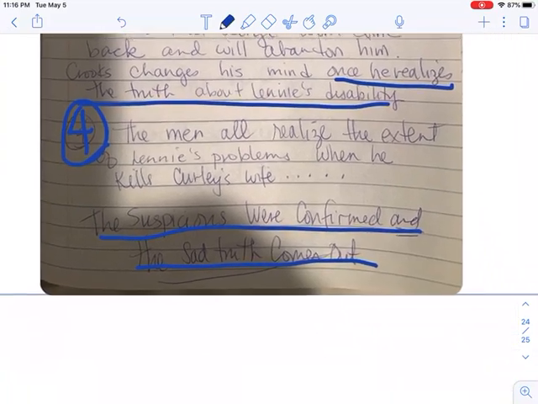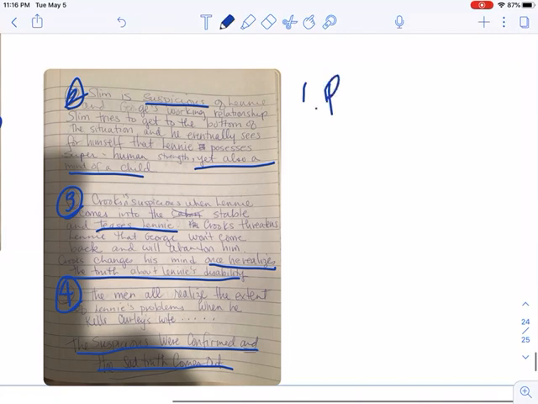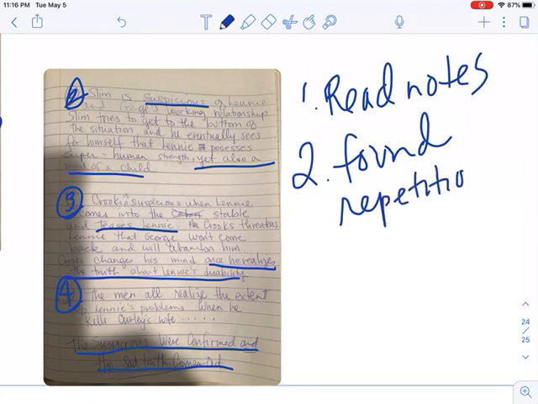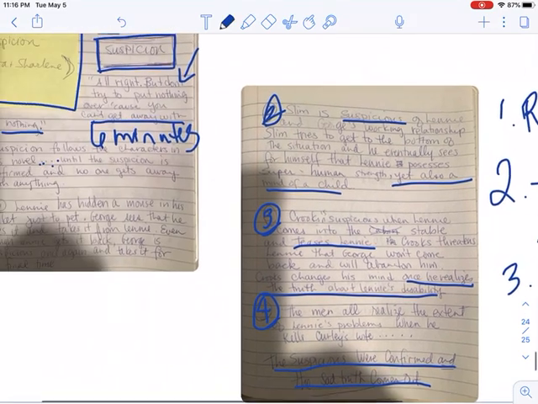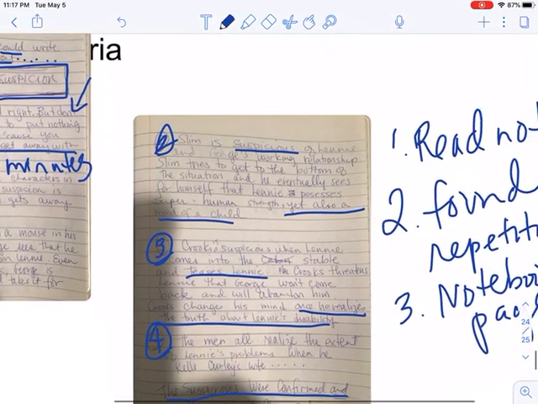So what I did just there was a thinking exercise. I read my classmates' notes. I found repetition. And then I created a notebook page with my title, with the post-it put in here, with the prompt, and I just jotted down some ideas that I had.